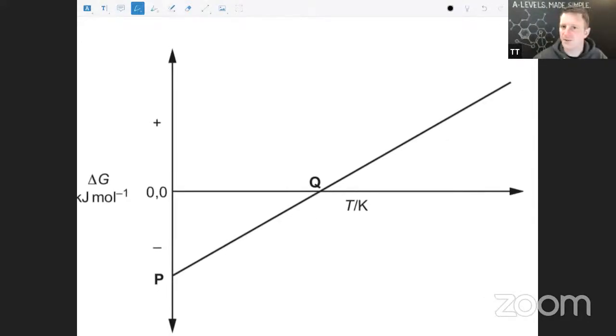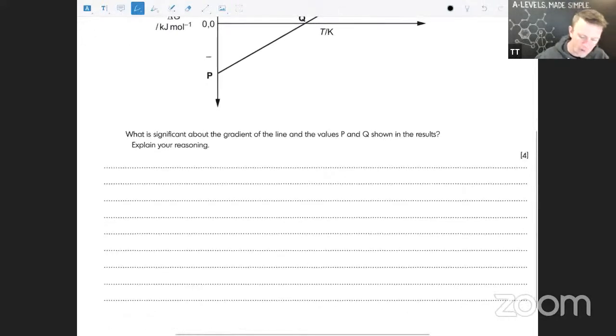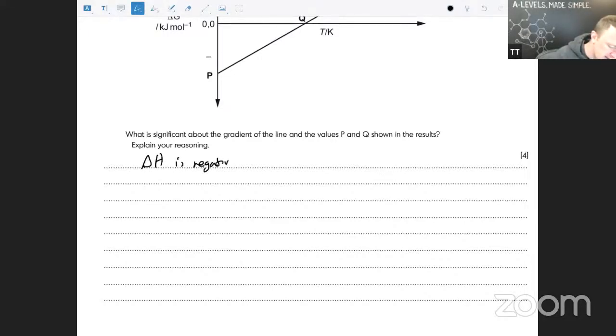Let's make that final leap then, because, of course, we're answering this question. So delta H is negative, therefore it is... what does that mean? Exothermic, all right? So it's about being precise. When you're doing a question like this and you've got wide open spaces, you need to be really specific. So let's write this down. Delta H is negative, so the reaction is an exothermic one. Really important. That's one of your four marks.